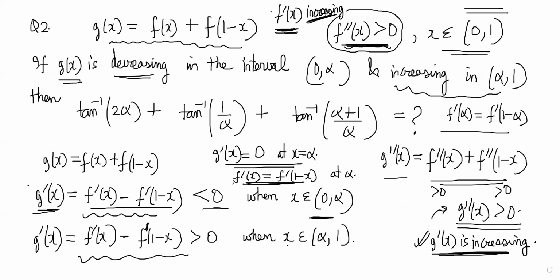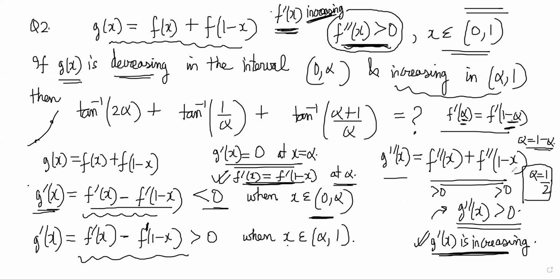How can it be that there is an increasing function and for two different input values you are getting the same output? It's not possible unless the inputs are the same, right? If it's an increasing function, it doesn't match two different inputs to the same value. But here we are getting f dash x equal to f dash of 1 minus x at alpha. So that means alpha must be equal to 1 minus alpha, and from here we get alpha is half.